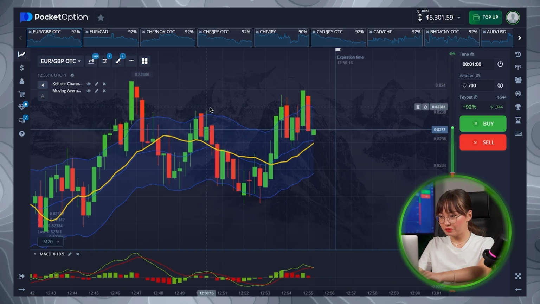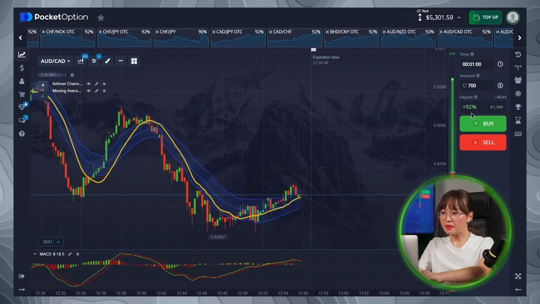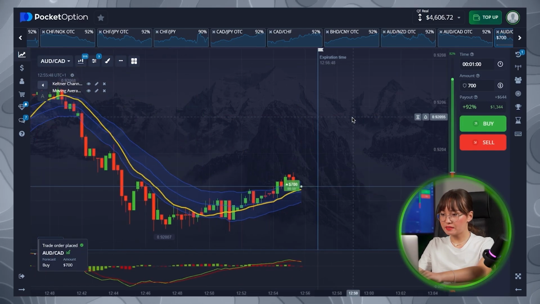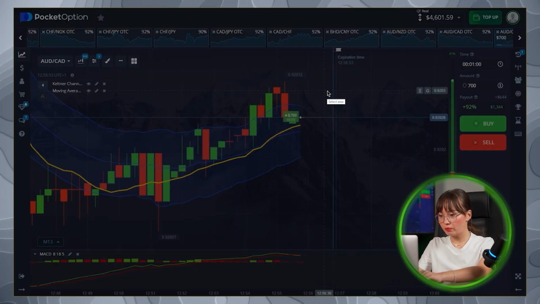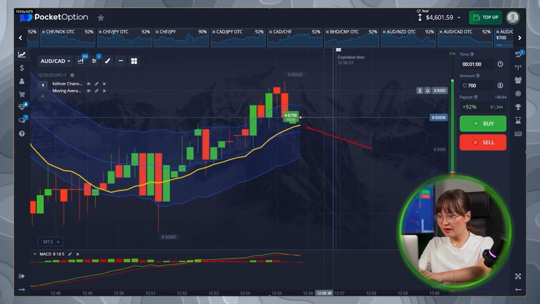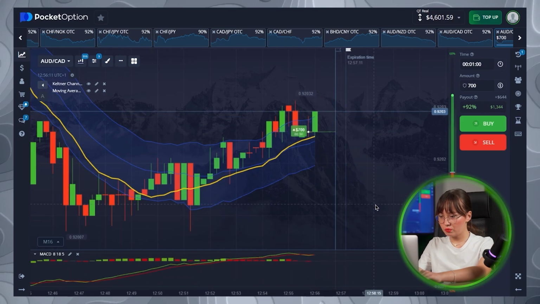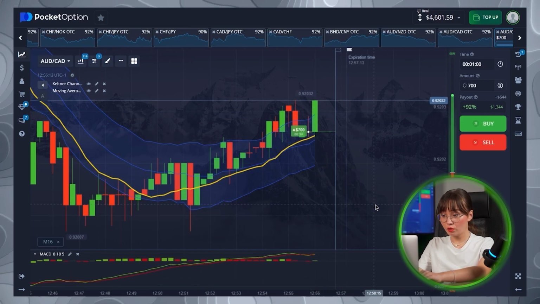Time to look for some trades. We'll open a buy trade. We can see the price has come close to our moving average and we are also about the zero line on MACD. Plus, we are in the upper half of the Keltner Channel, so we expect the price to rise. Let's watch. So far, everything looks great.